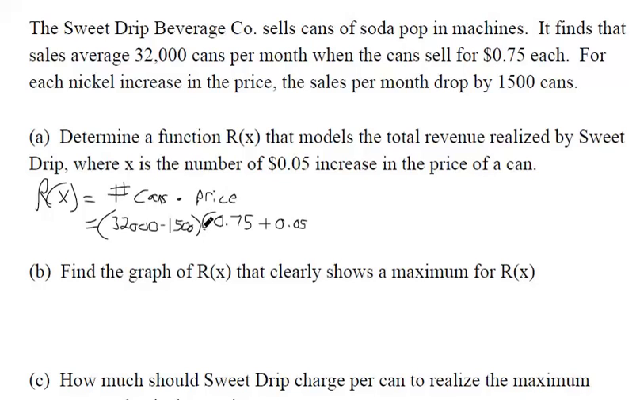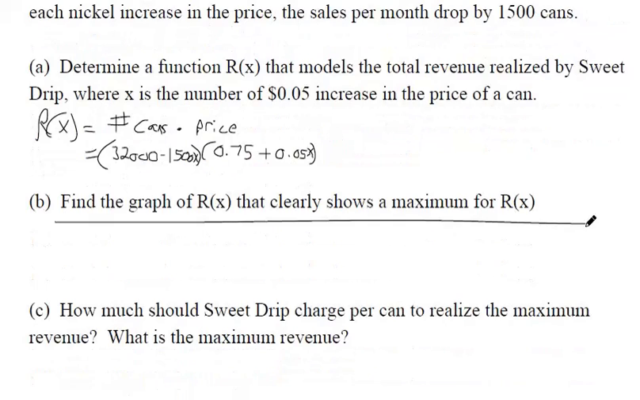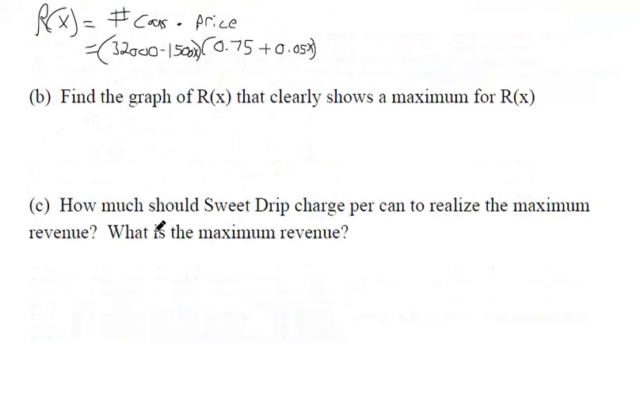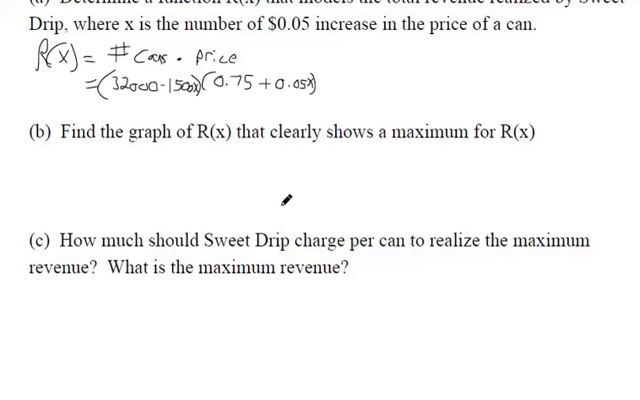Okay, that's just one increase of 5 cents. You could do two increases of 5 cents, and we're left to assume that it means we lose 3,000 sales. So put an X here and put an X here. And X represents the number of times we increase the price by 5 cents. And this represents the revenue based on X, the number of 5-cent increases in the price of a can. You're asked to find a graph. These graphs are pretty ugly. I'd rather do part C first because part C is asking you to find the maximum revenue.